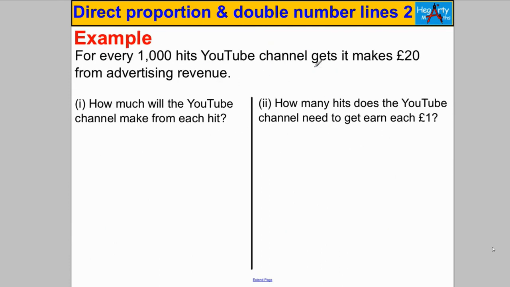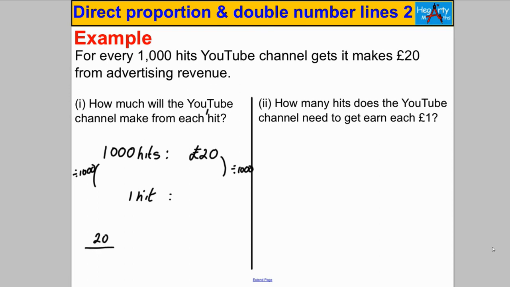So for every 1,000 hits on YouTube, you get £20 advertising revenue. You're asked how much would the YouTube channel make from each hit. So I'm going to write this down as a rate or ratio. I'm going to say 1,000 hits, okay, gives me £20. I'm asked how much would the YouTube channel make from each hit. So from each 1 hit, so I want this number to be 1 here. So I want to work out how much money 1 hit gets me. So to get from 1,000 to 1, I have to scale that by dividing by 1,000. And similarly here, I have to divide this by 1,000.